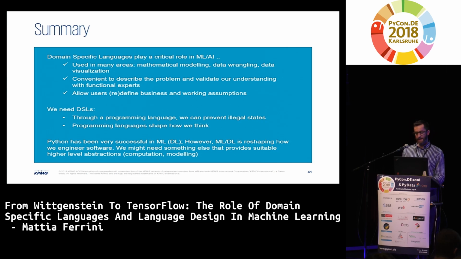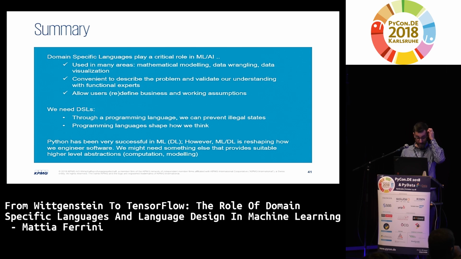We need domain-specific languages. That's where Wittgenstein comes into the picture. Through programming languages, we can prevent illegal states. And programming languages shape how we think. So if we have a programming language which is more isomorphic to our domain, perhaps our thinking is also facilitated. Psychologists have this notion of cognitive burden. So the goal of domain-specific languages is ultimately to reduce the cognitive burden.